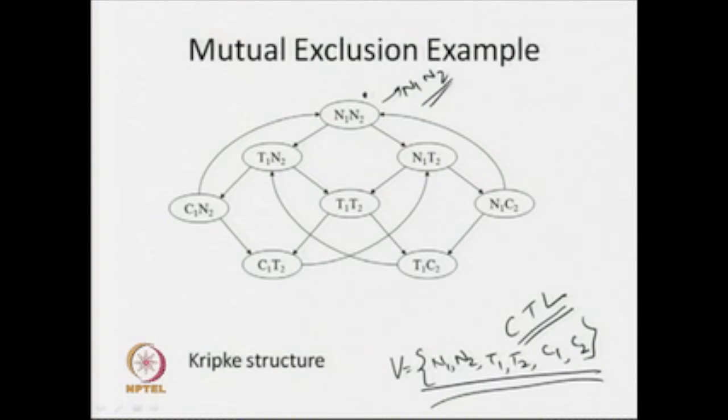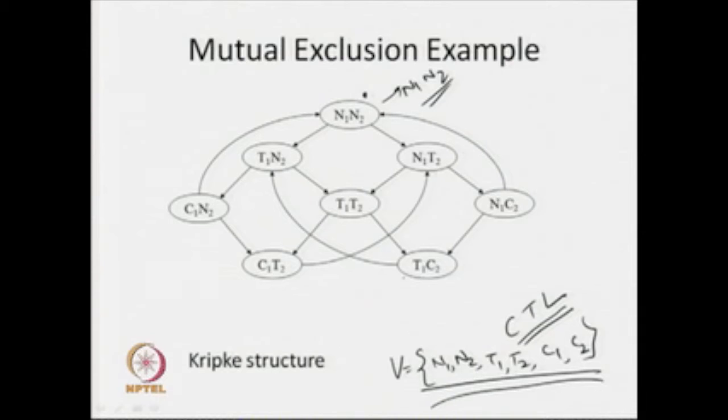So, what does it mean? That means the atomic proposition N1 is true here, the atomic proposition N2 is true here, and the other 4 atomic propositions T1, T2, C1, C2 are false at that particular state. Now, this model is very much similar to our Kripke structure, which is used in CTL, computational tree logic, to define the meaning of CTL formulas. So, eventually we have come up with this Kripke structure.